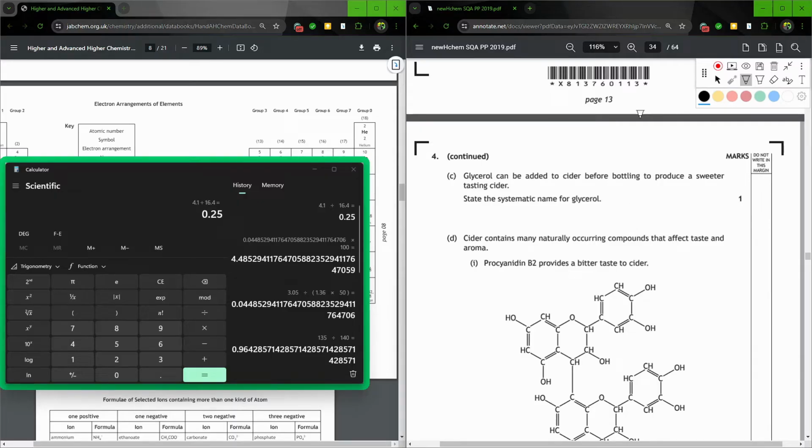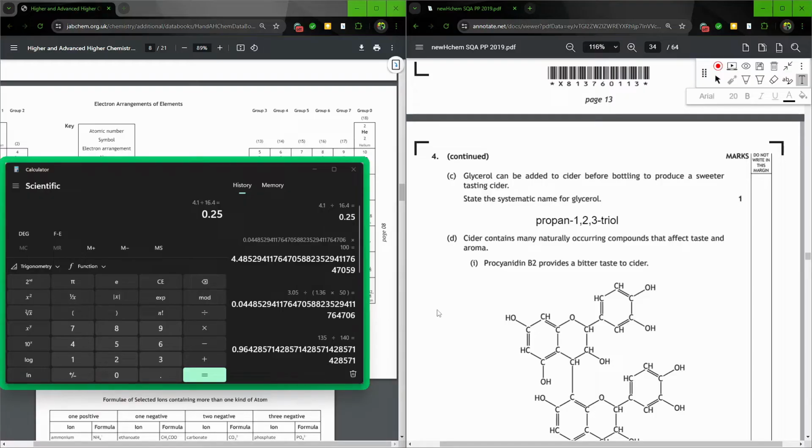Glycerol can be added to cider for bottling to produce sweeter tasting cider. Give the systematic name for glycerol. Again, this is one of those things you just have to know. It's propane-1,2,3-triol. This comes up a lot in fats and oils.